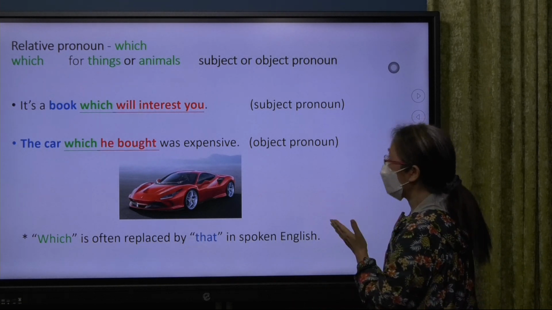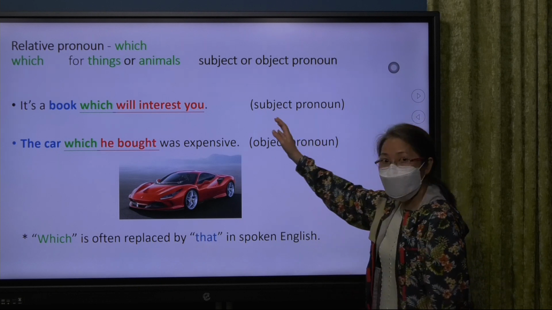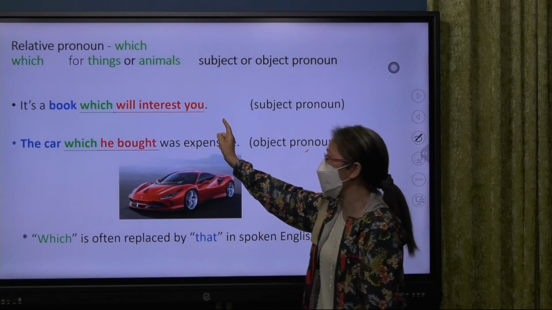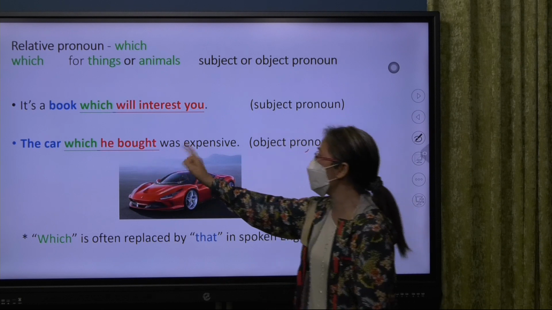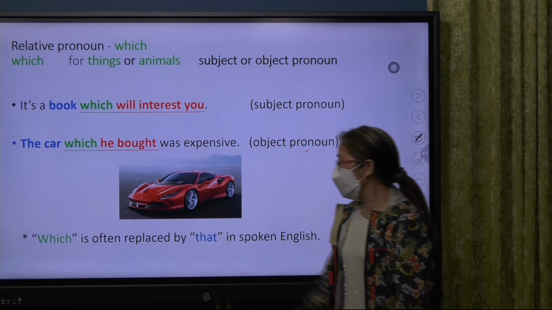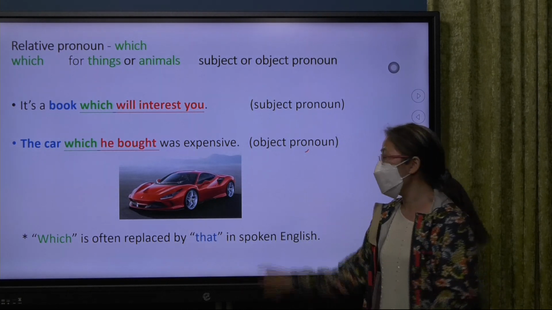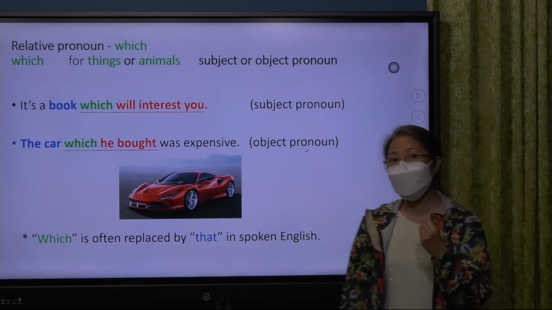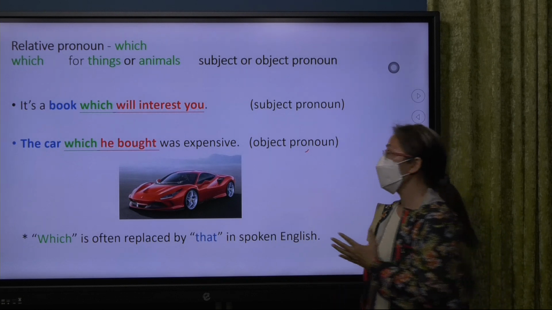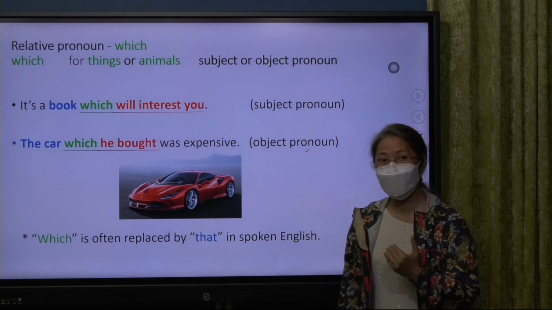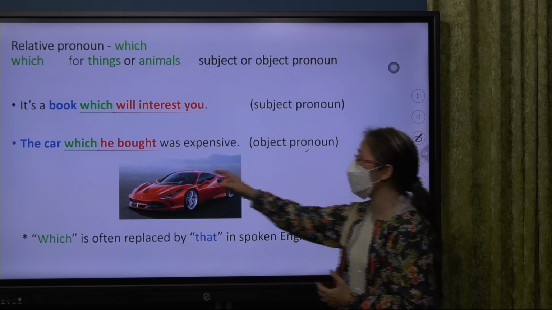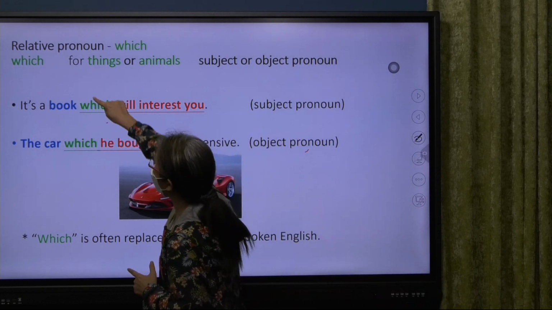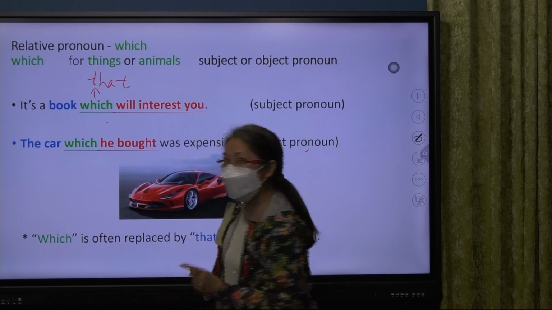And also, which can be used as a subject pronoun and as an object pronoun. Like this one, it is a book which will interest you, or the car which he bought was expensive. Okay? But remember everybody, which is often replaced by that, especially in spoken English. So you usually hear that instead of which. For defining relative clause, we can use both which or that to be the relative pronoun. Both are okay. So this one, you can change which into that. This is also correct.